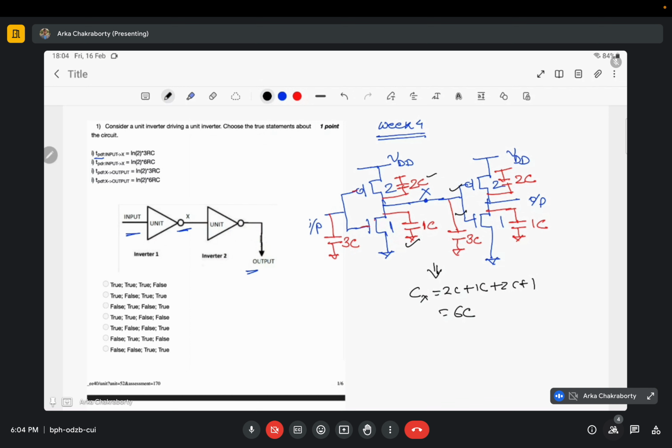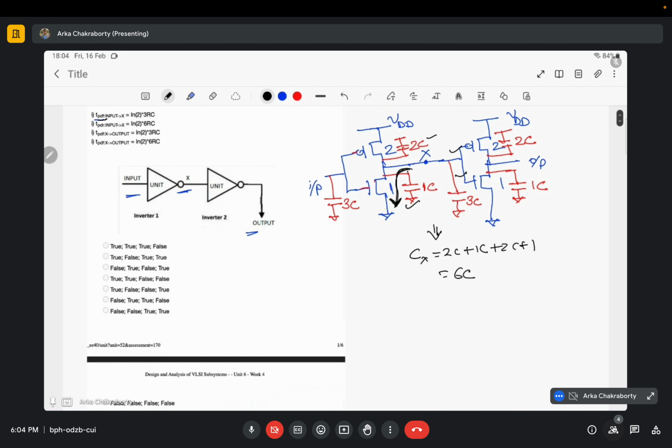Now the first statement is t propagation delay for falling. So for falling from input to x, this one will be my discharging path. Let me simplify and redraw it. So this is the model. Here it would be R, and it would be C, let me call it Cx. It would be 6C, this capacitance, right?